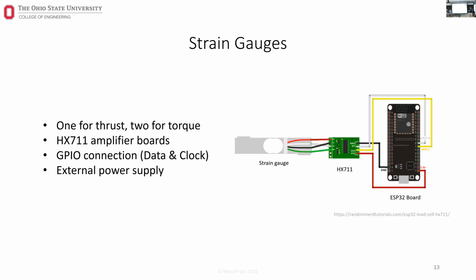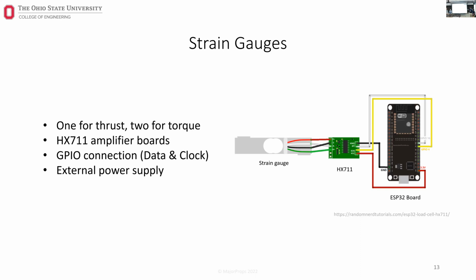And that aligns with our goal of keeping the whole system modular. Again, swapping in load cells, or even if the amplifier boards were to go down, we'd still be able to swap those in and out without having to change much else in the system. And then finally, the HX711 will also be able to communicate with the ESP32 board just through data and clock into 2 GPIO pins.